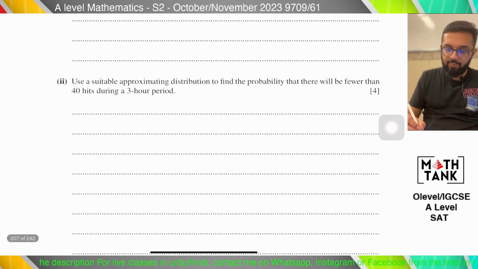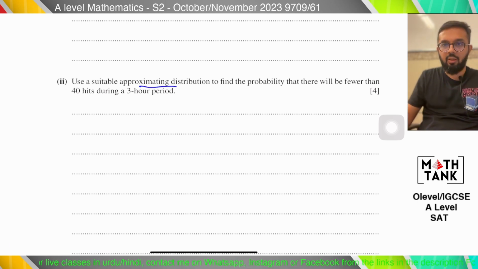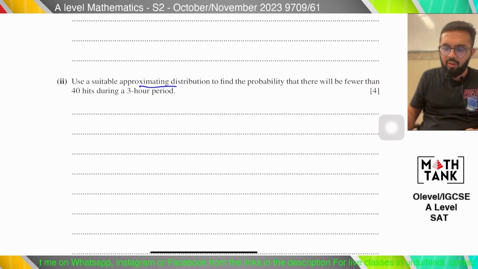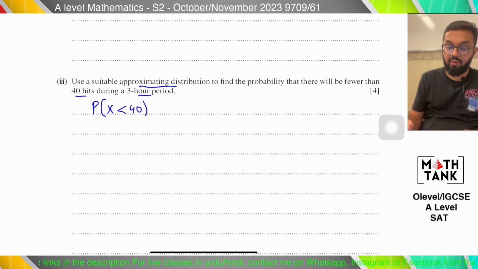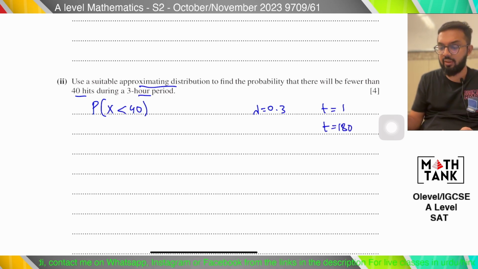This is use a suitable approximating distribution. Okay, so I have to decide what I want to convert this Poisson distribution into to find the probability that there will be fewer than 40 hits during a 3-hour period. So the lambda seems to have changed. It was for 1 minute. The time is now 180 minutes. 3 hours is 180 minutes.